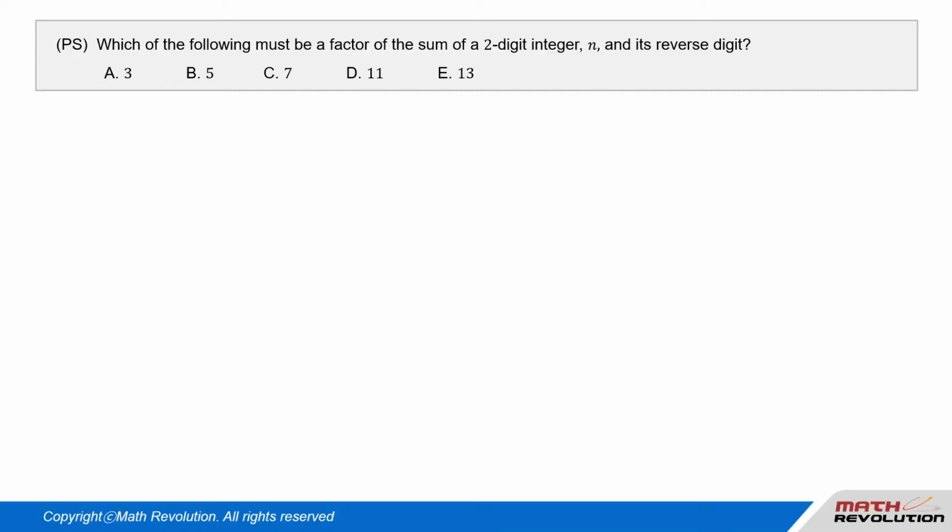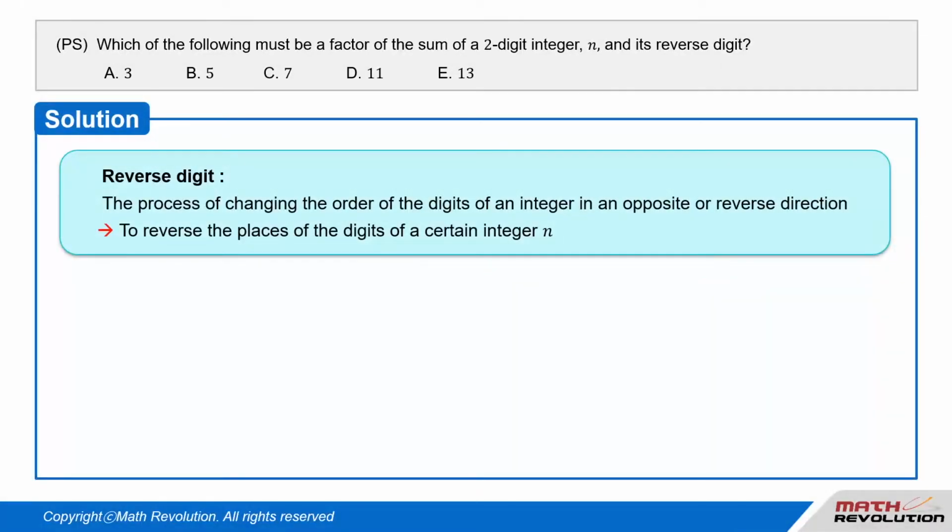Question: Which of the following must be a factor of the sum of a two-digit integer, n, and its reverse digit? Solution. Reverse digit is the process of changing the order of the digits of an integer in an opposite or reverse direction. That is, to reverse the places of the digits of a certain integer n.